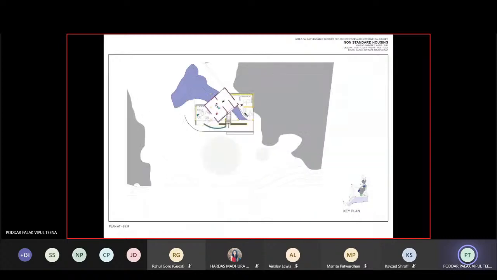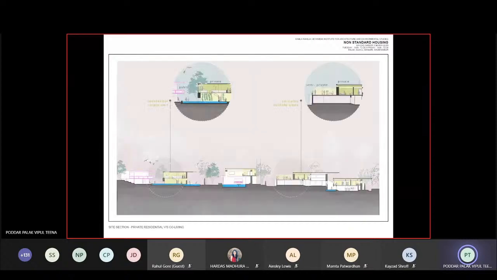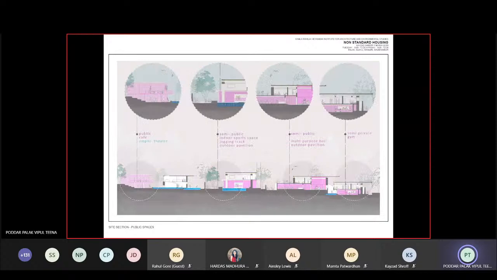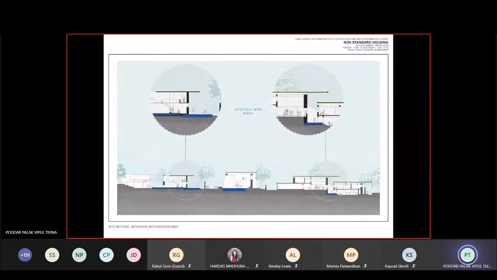And this is the plan at 93 meters, which is the lowermost level, which has a relationship with the water body. And here in the sections you can see the difference between the way the residential single unit works with the water body and the way the co-living multiple units work. And these are some examples of the public spaces which largely had these programs. And finally, how the interface was created with the water bodies in the section.